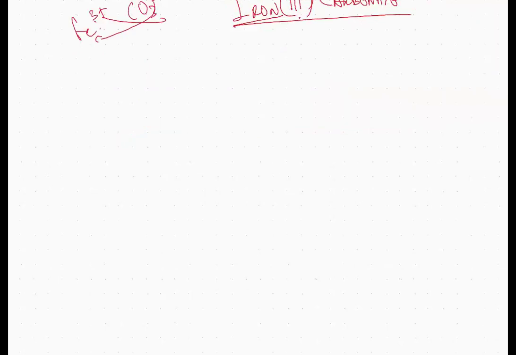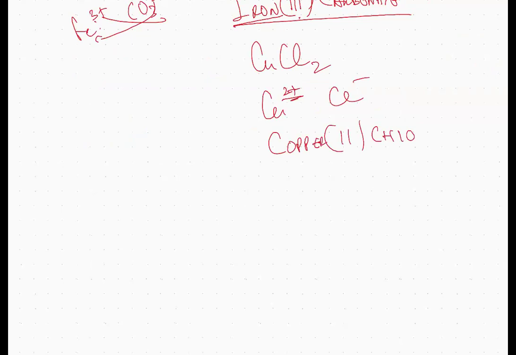Once again, the name of CuCl2. We follow the same thing: we undo it. So 2 plus and Cl minus, so we have copper 2 plus. Even if you don't know the negative charge, you can find that from the number. Copper.